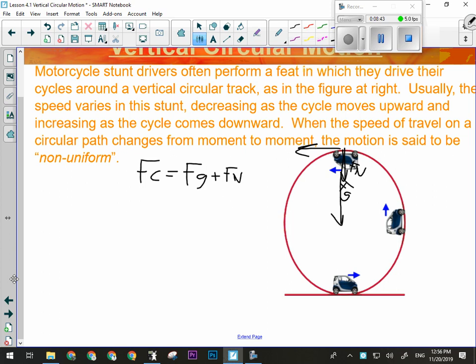Gravity. Which way is gravity pulling? Right. It's pulling out of the circle. Normal force. Which way is it pulling or pushing? Up. Now, how is normal force at the bottom going to compare to normal force at the top?